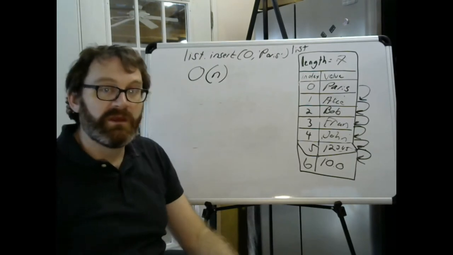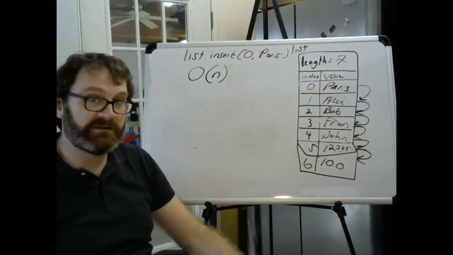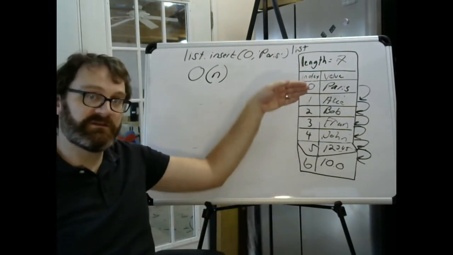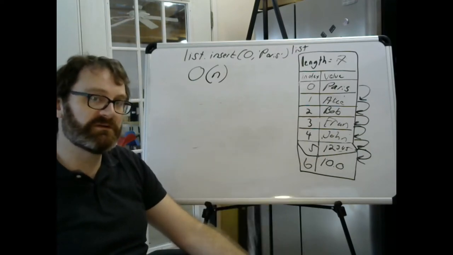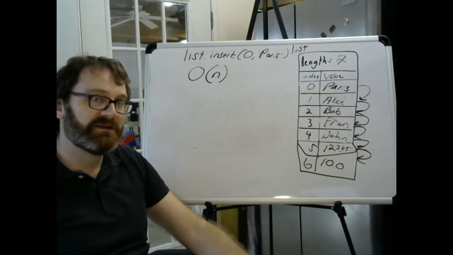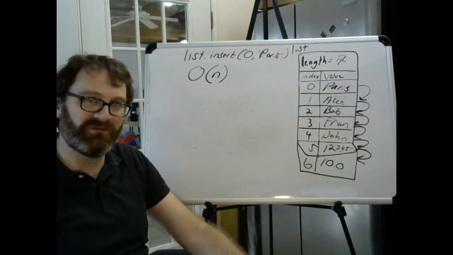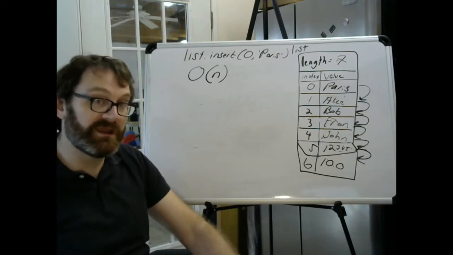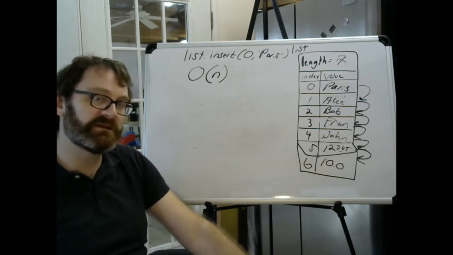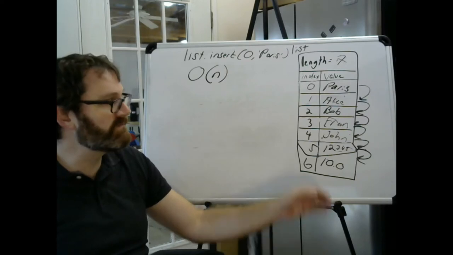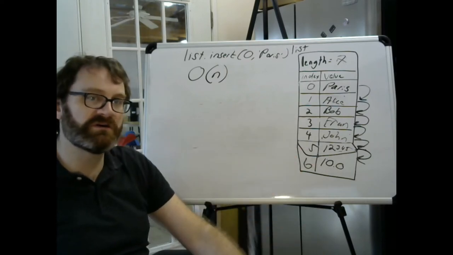Now it does matter how big that list is. Because if I've got a list of 10 million items and I have to shift them all down a slot, you'll feel that pain. You'll see that, and you'll wait for it to finish. So inserting is not cheap. Appending to the end of the list is very cheap. But if I have to move everything down, not so good.